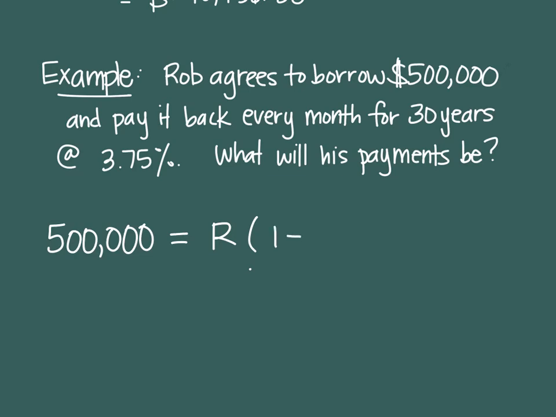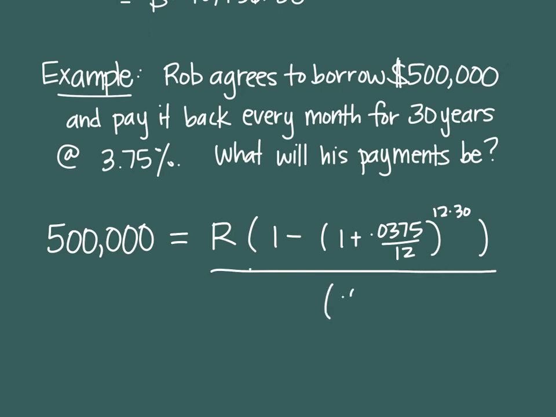1 minus parentheses 1 plus 0.0375 over 12 for the 12 months to the 12 times 30 because of the 30-year agreement, all over 0.0375 over 12. We are trying to find R in this case.